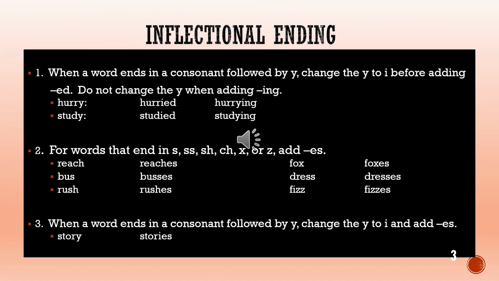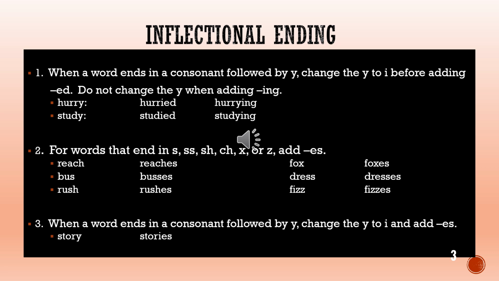Okay, on page number 3, we continue talking about inflectional endings. Now, look at number 1. When you have a word that ends with a consonant followed by Y, change the Y to I before adding ed. Do not change the Y when you add ing. Okay, let's see the examples. Look here, really carefully. The first one that you have is hurry.